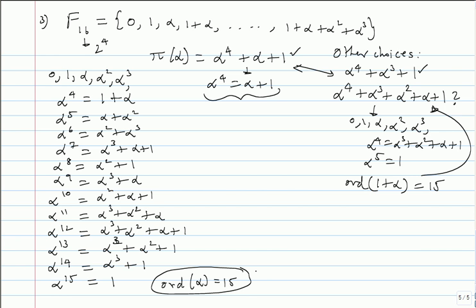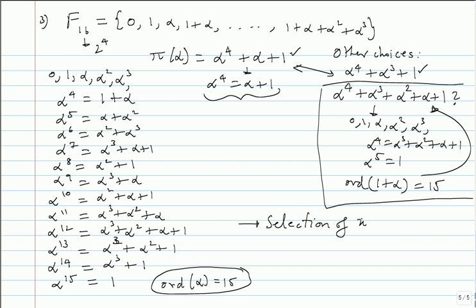Is that clear? Okay, so now let's just forget about this guy for a while. We won't make such bad choices in the future. We'll always choose a polynomial such that the order of alpha is 15. In fact, you can show that's always possible. You can pick a pi of alpha so that the order of alpha is 15. So selection of pi of alpha such that the order of alpha is 2 power m minus 1 is possible. Let me even say p power m.